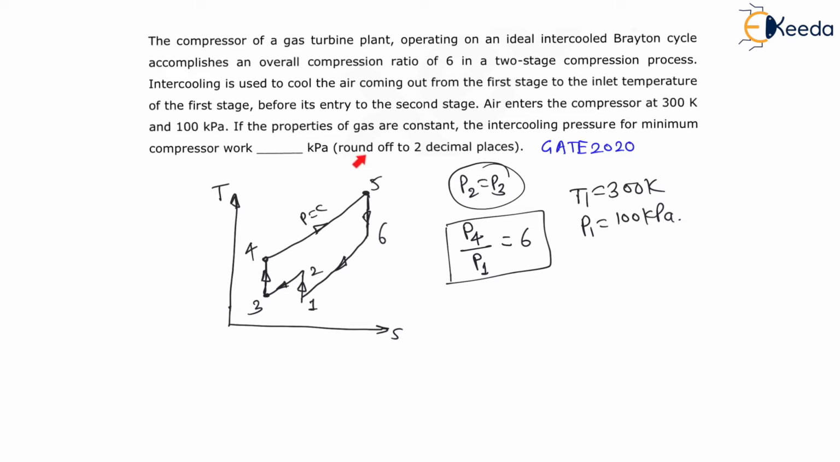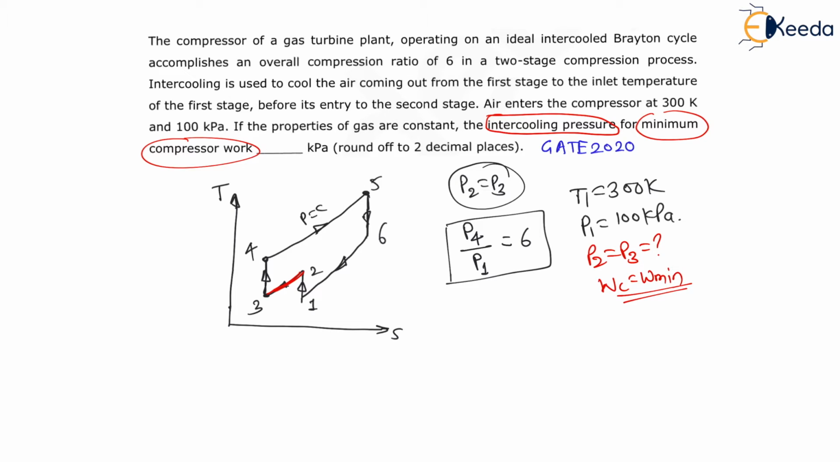Then, if the properties of gas are constant, the intercooling pressure for minimum compression work in kilopascal is, and they are mentioning to round off up to 2 decimal places. Now what is the meaning? Here they are asking the intercooling pressure. Intercooling pressure is P2 or P3, right? Therefore what is the value of P2 or P3 for minimum compression work? So that the work of compression will be minimum.